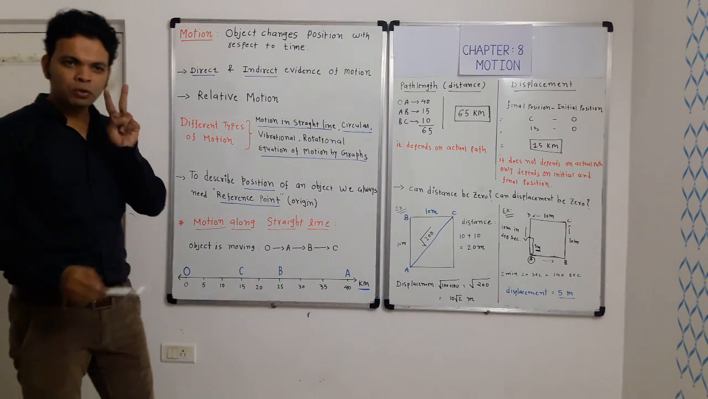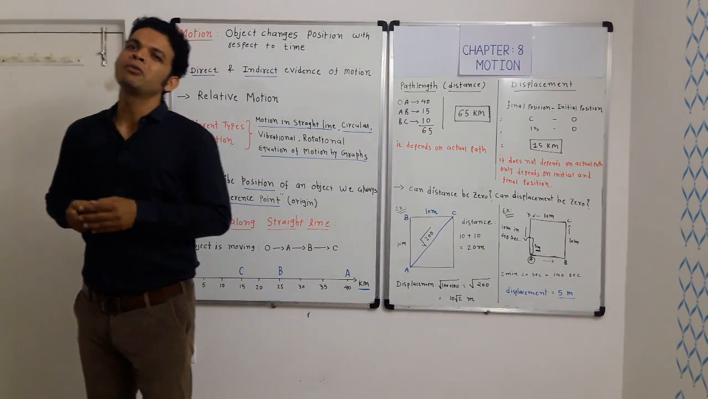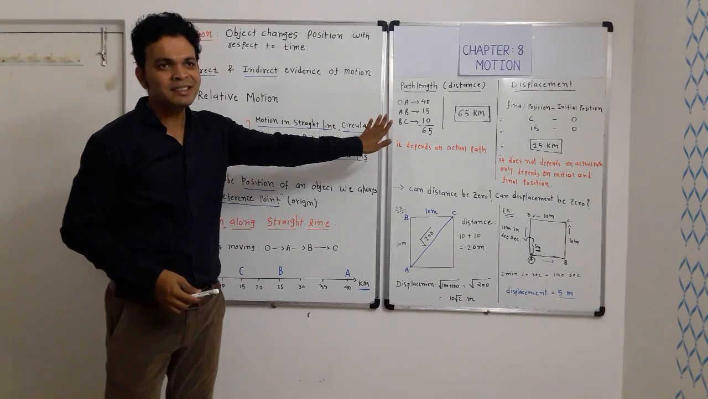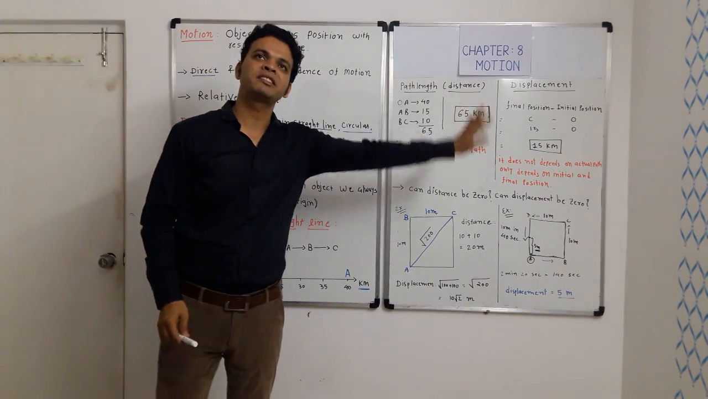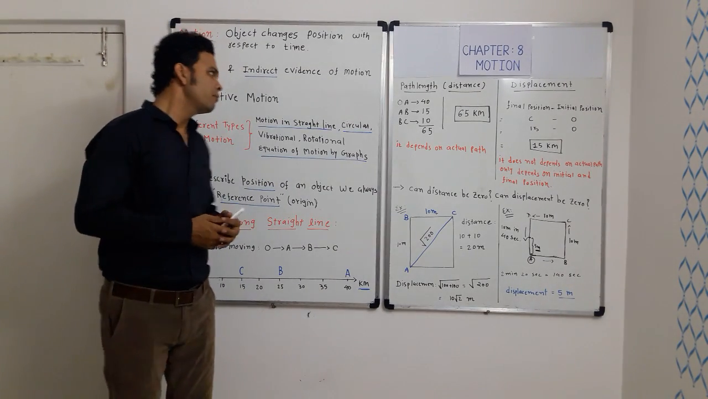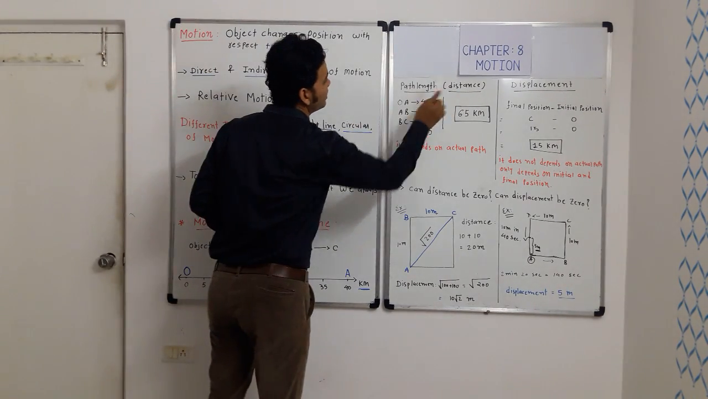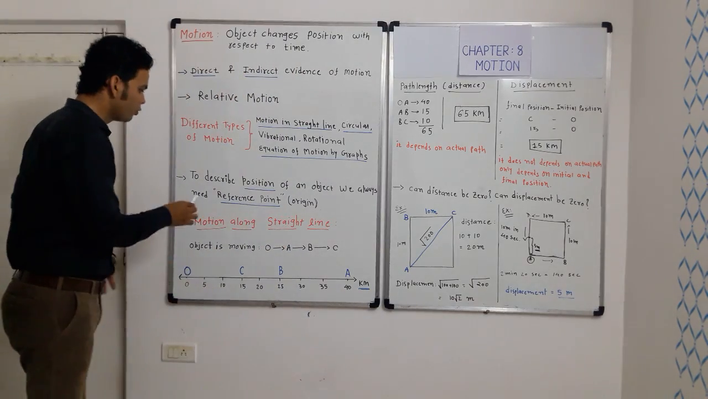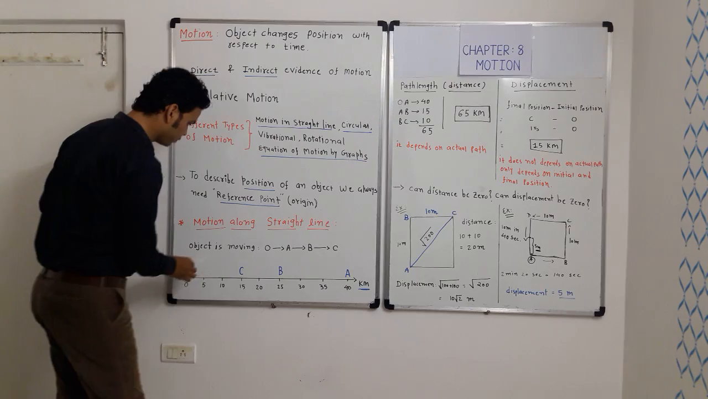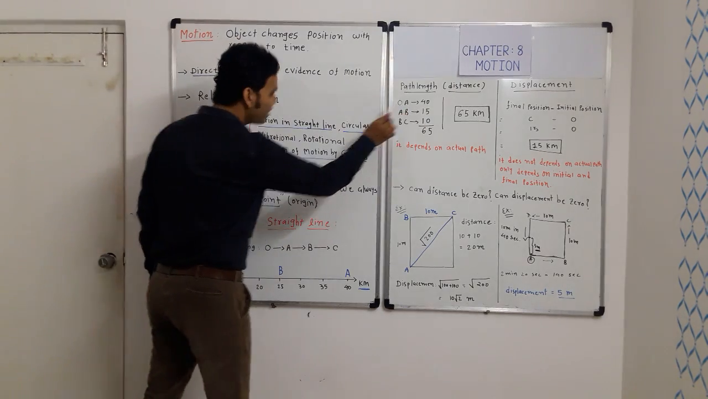So here two quantities we need to understand and discuss. One is distance and another is displacement. So let us discuss what is the exact difference between them. First of all, path length or distance. So moving from O to C, first of all O to A is 40 kilometer.